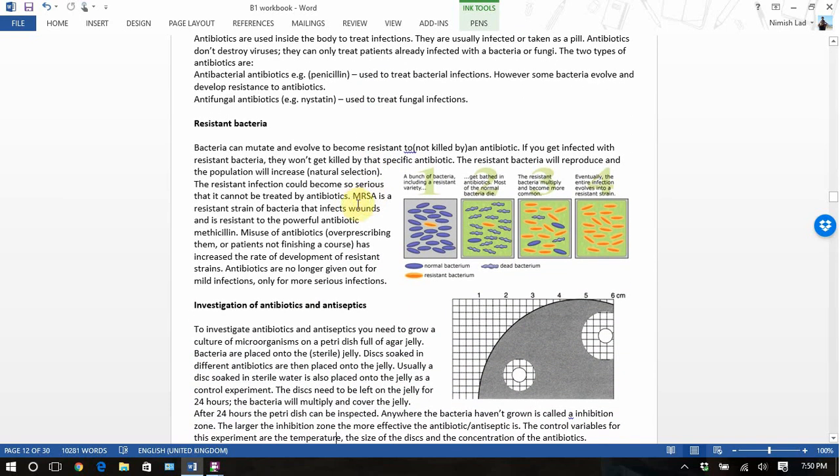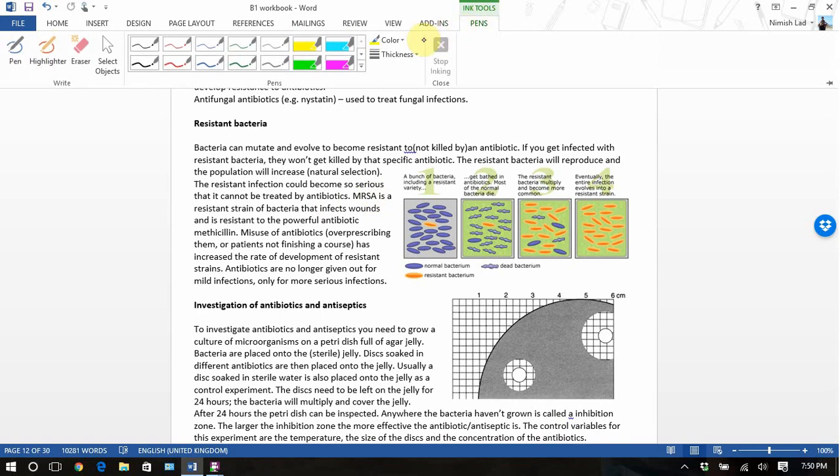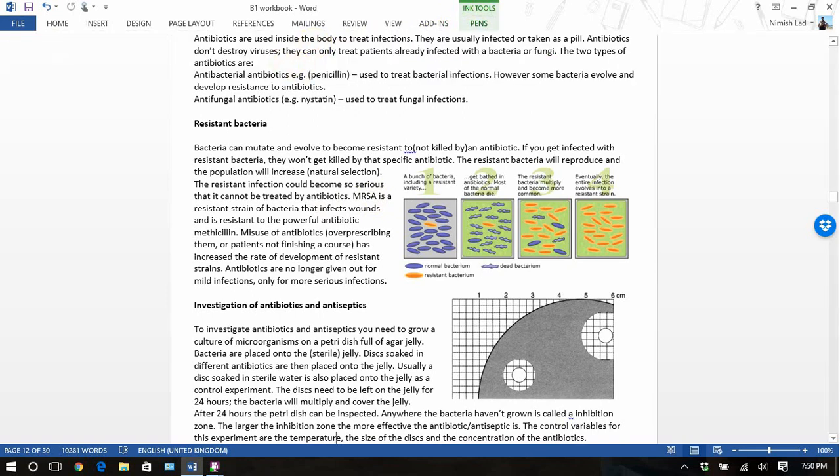Resistant bacteria and how that can come about. The story you need to know a bit about is MRSA. MRSA essentially is a bacteria that caused massive issues in the NHS, the National Health Service in the UK, in the 2000s. What actually happened was the bacteria mutated to antibiotics, therefore antibiotics could no longer kill MRSA, so we had to use antiseptics to stop it coming about in the first place, getting anywhere near the surfaces. So what actually happened is the bacteria mutated and evolved to become resistant because it hadn't been killed off by antibiotic. So if you get infected with the resistant bacteria, you can't be killed by a specific antibiotic.